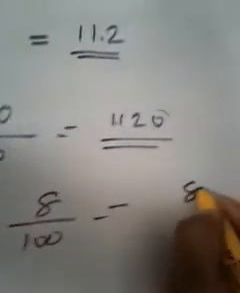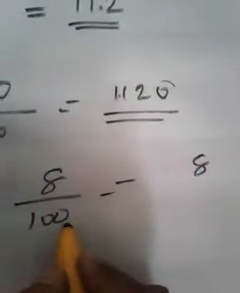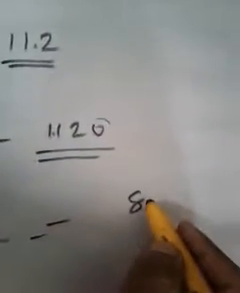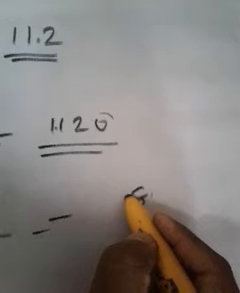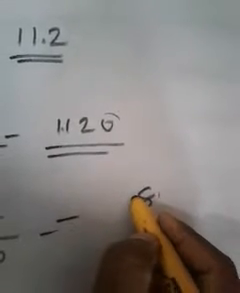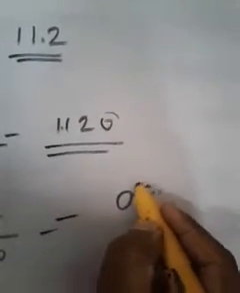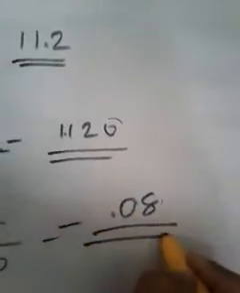Write the numerator as it is. How many zeros are involved? 2 zeros. So counting starts from the rightmost side. 1. To count the second position, there is no number, so you add a 0. So 1, 2, then the point. The answer will be 0.08.